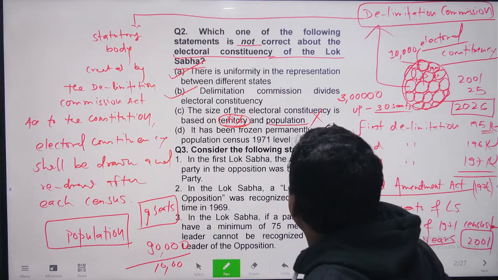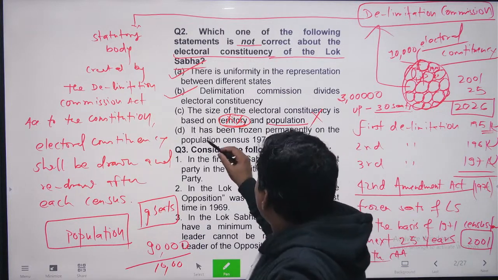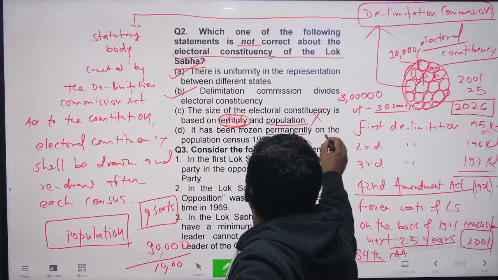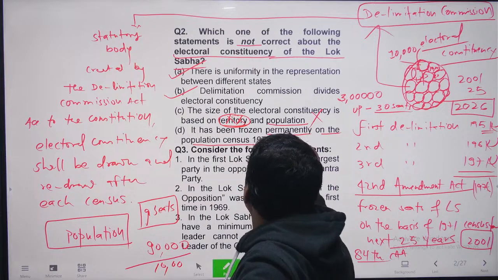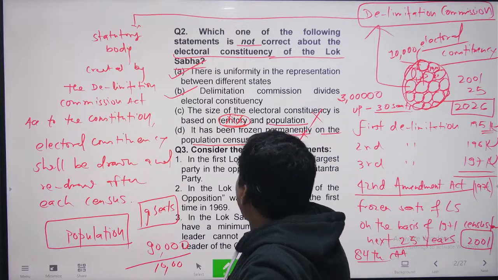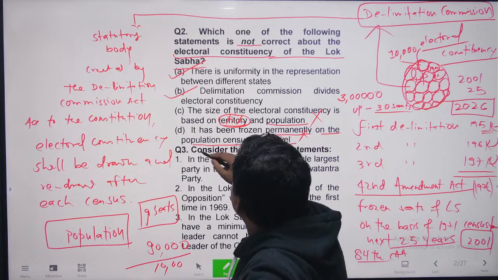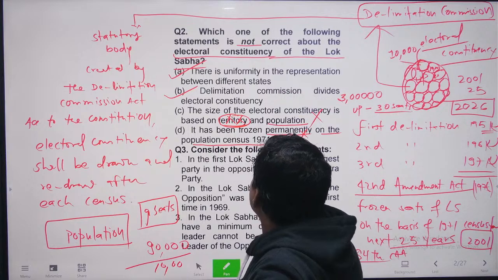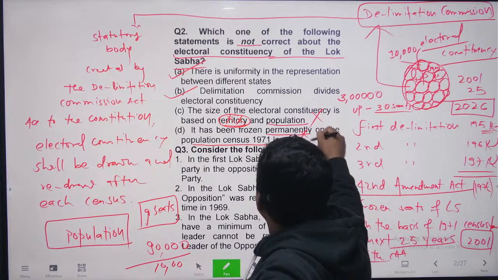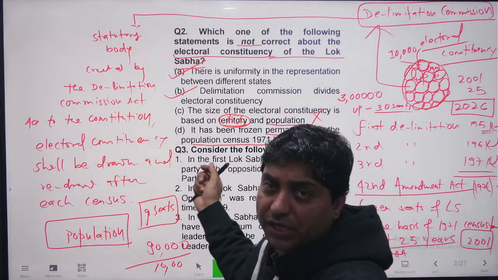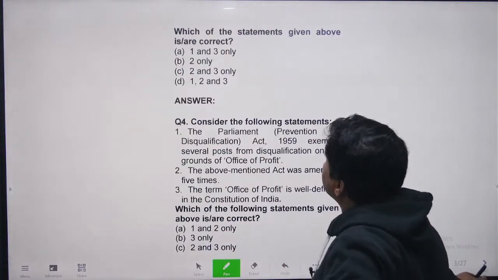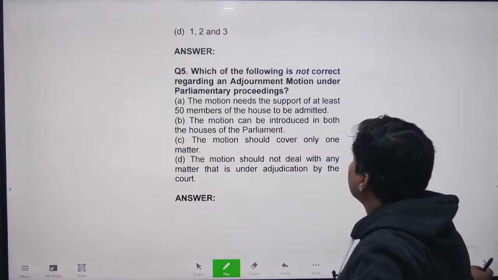Now third, it has been frozen permanently on the population census of 1997. This is also wrong. So if you look, two statements are wrong, right? Here we find two statements that are wrong. So you have to answer accordingly. You have to identify the question. Now look at the next question, right?